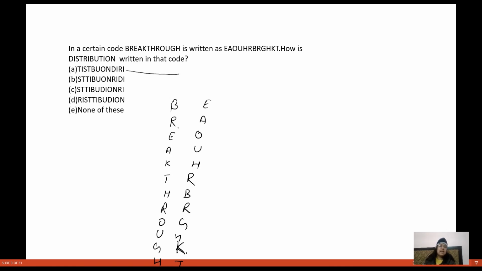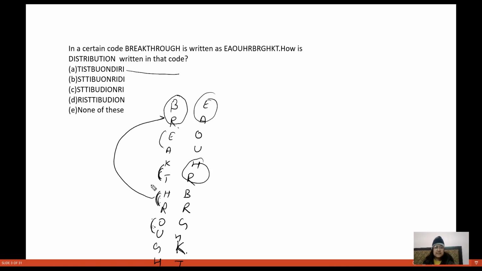So you can see this BR is now EA, and EA is this one. Then this EA becomes OU. OU is this one. Then KT becomes HR, and HR is here. Then this HR becomes BR, so BR is here. And then this OU becomes GH, so GH is here. Then GH becomes KT, so KT is here.